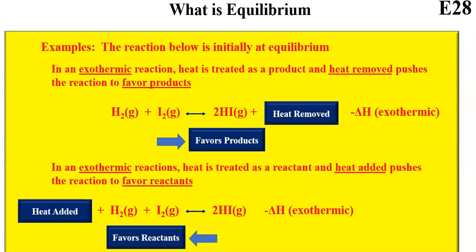Okay, so in an exothermic reaction, heat is treated as a product. Heat removed pushes the reaction in favor of products. In an endothermic reaction, heat is treated as a reactant. Heat added pushes the reaction in favor of the products. Okay, so we said that.